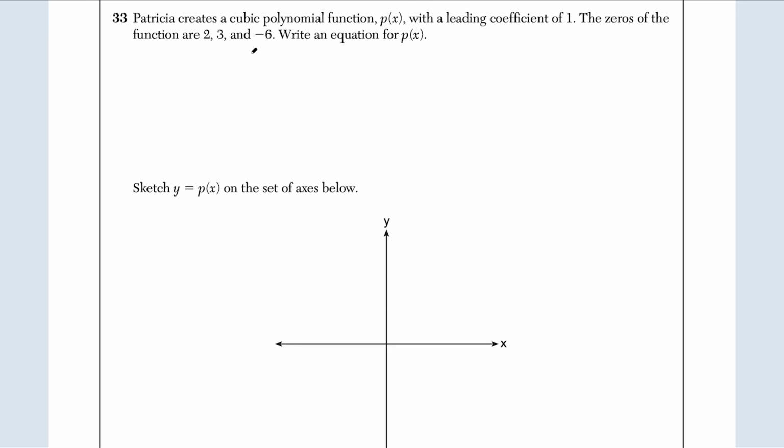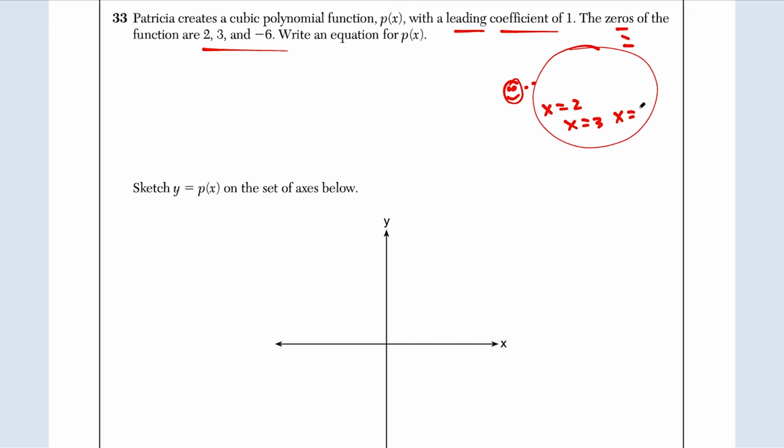Question 33, we have Patricia creates a cubic polynomial function p of x with the leading coefficient of 1, and the zeros of the function are 2, 3, and negative 6, and we have to write an equation for p of x. For this one, I'm thinking about what I said before, that roots and factors have an opposite relationship. So if I know that the zeros are x equals 2, x equals 3, and x equals negative 6, the factors are the opposite.